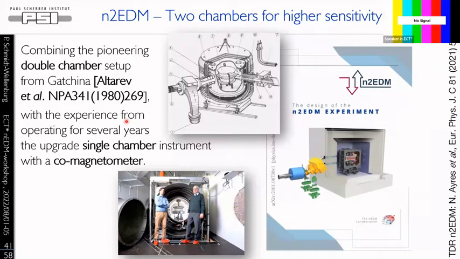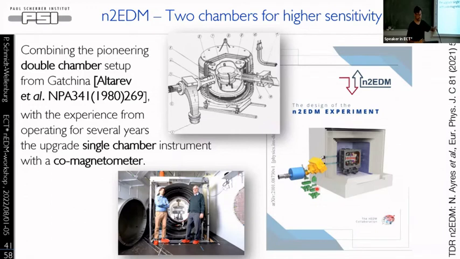So the natural upgrade was to combine the 2 ideas of the 70s, which was the co-magnetometer and the 2 chambers, into one experiment. We are not the only ones who thought about this, so it's not unique to us. And so finally, we wrote something 1 year ago, which is a technical design report of the entire experiment. So everything I tell you now is more or less described in there. You can read it, and I just put some highlights together.